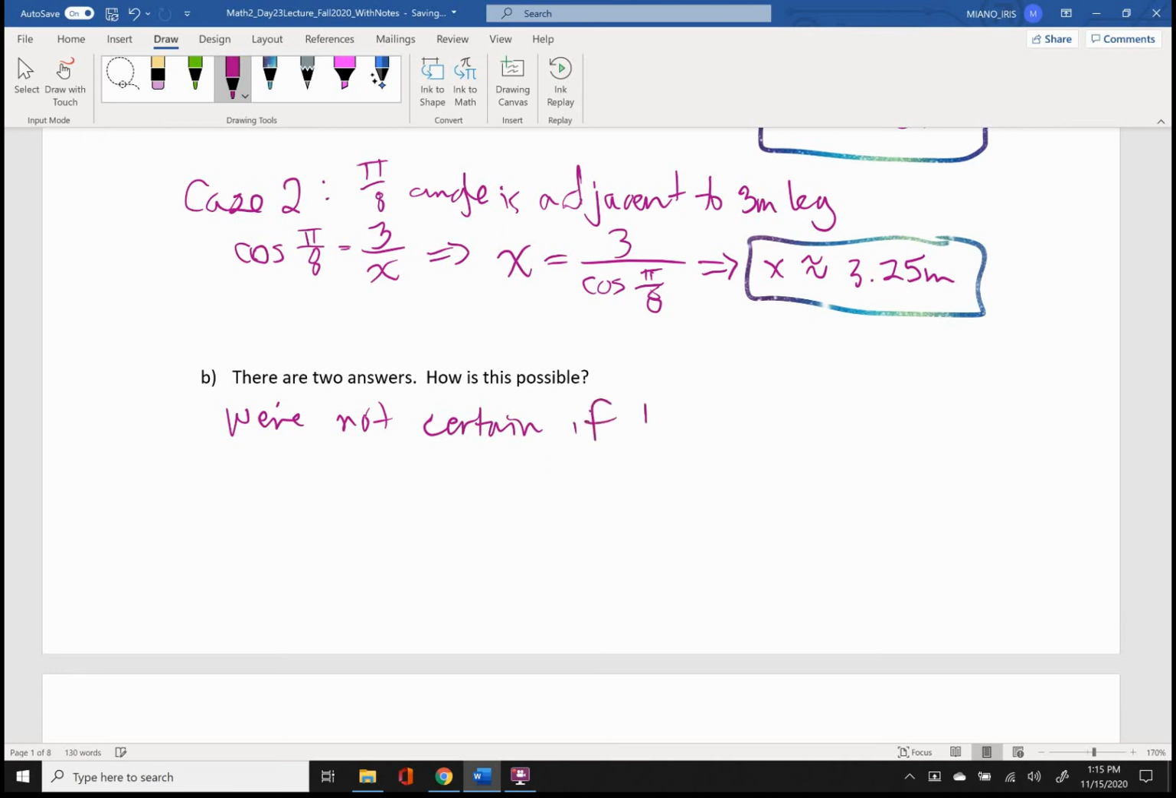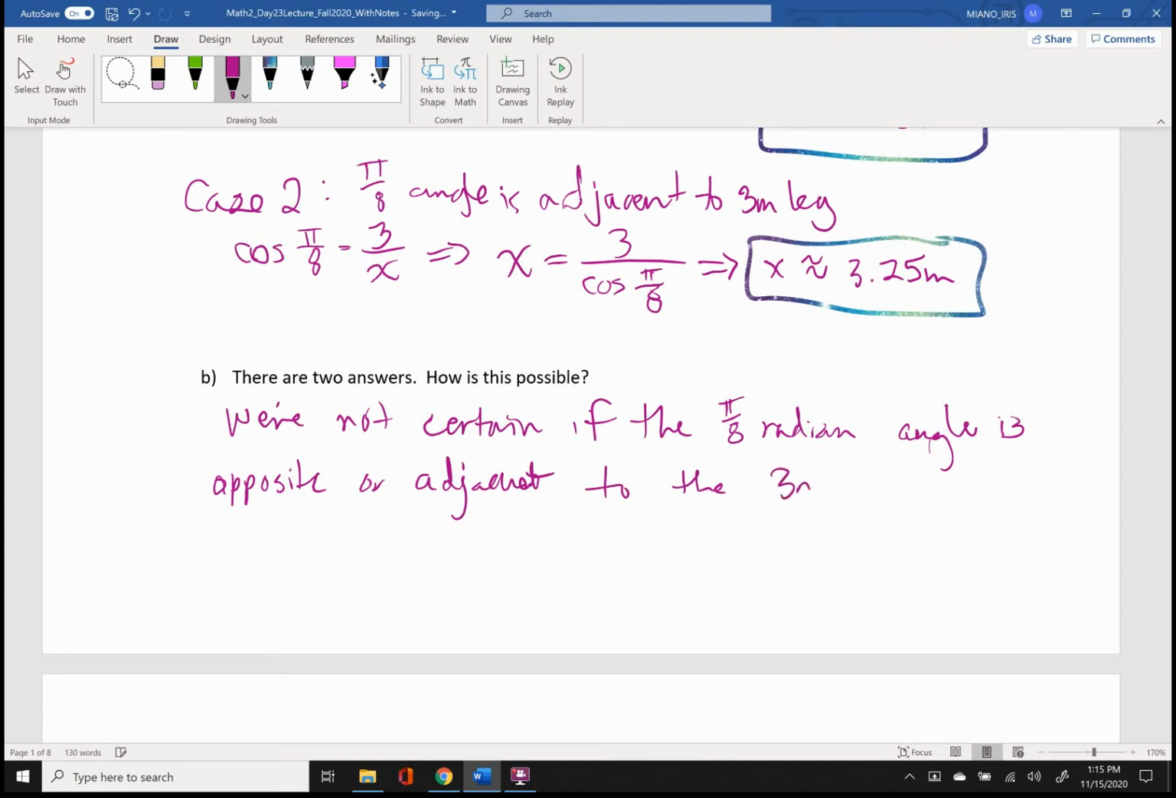if the pi over 8 radian angle is opposite or adjacent to the 3-meter leg. So we have to entertain both possibilities, yielding 2 answers.